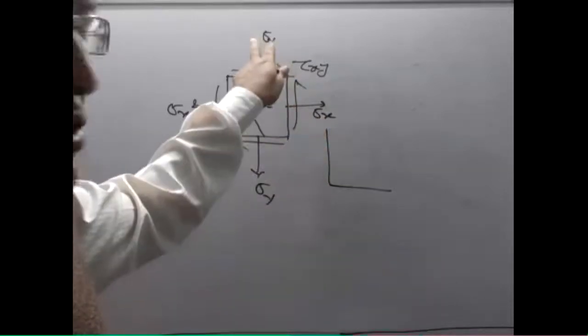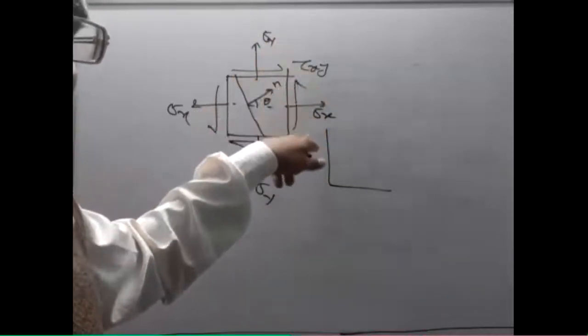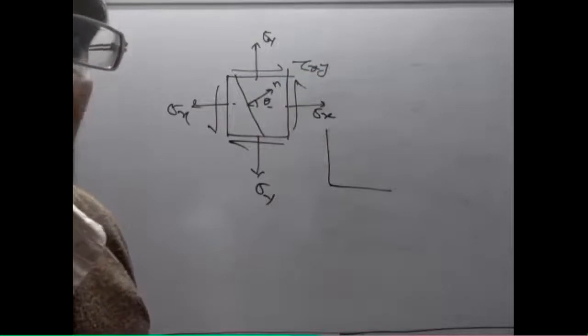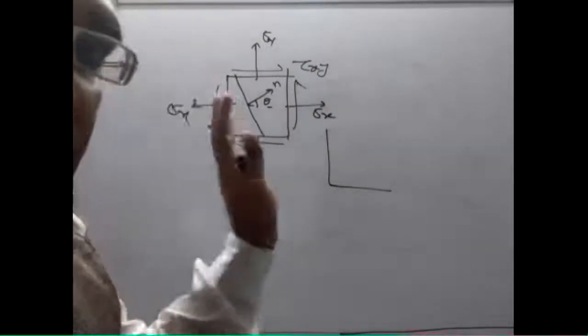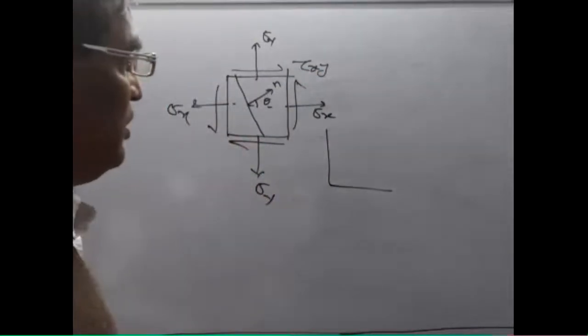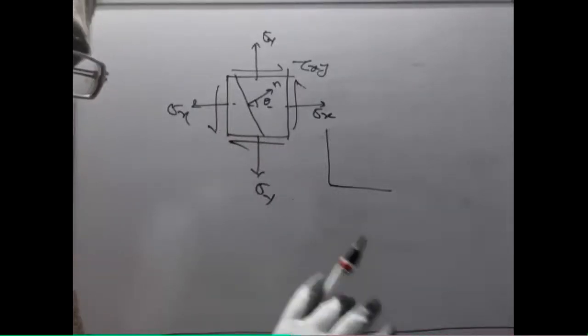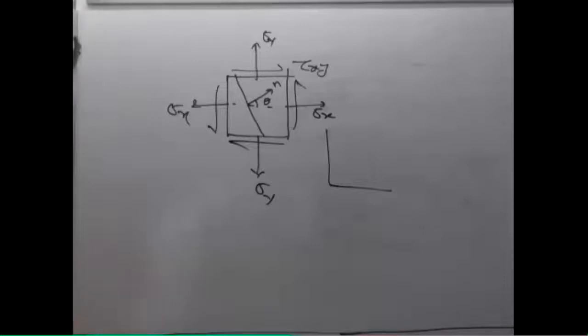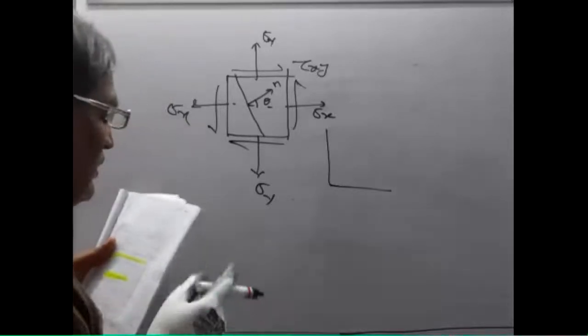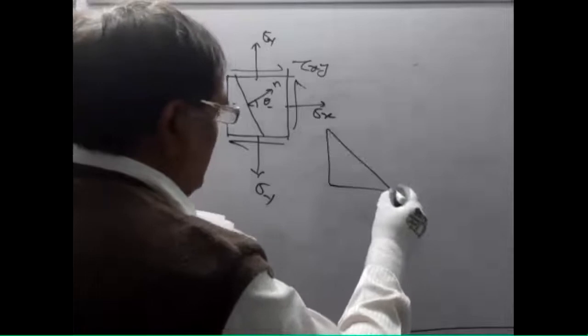Suppose sigma x and sigma y had not been given, only the tau xy, that is called the condition of pure shear, which we'll discuss again. So that is a general two-dimensional stress, because most of the time we'll discuss two-dimensional stress. That is called plane stress. So that can be simplified further.